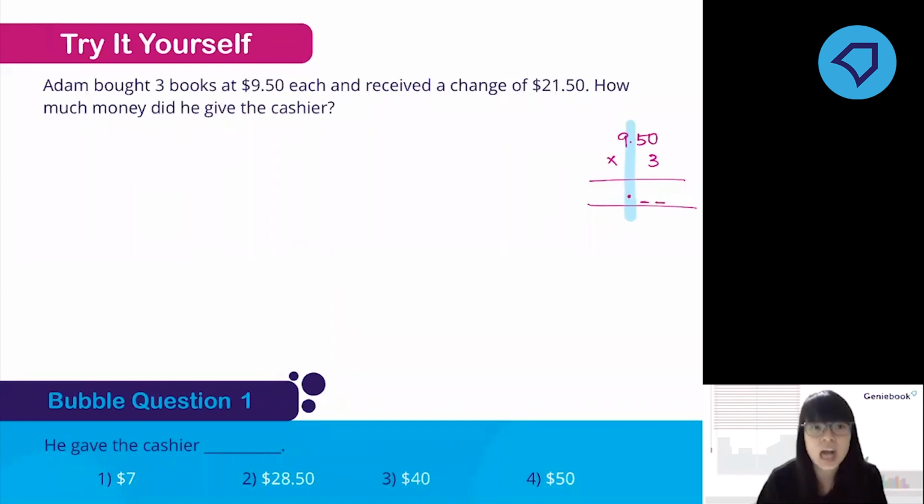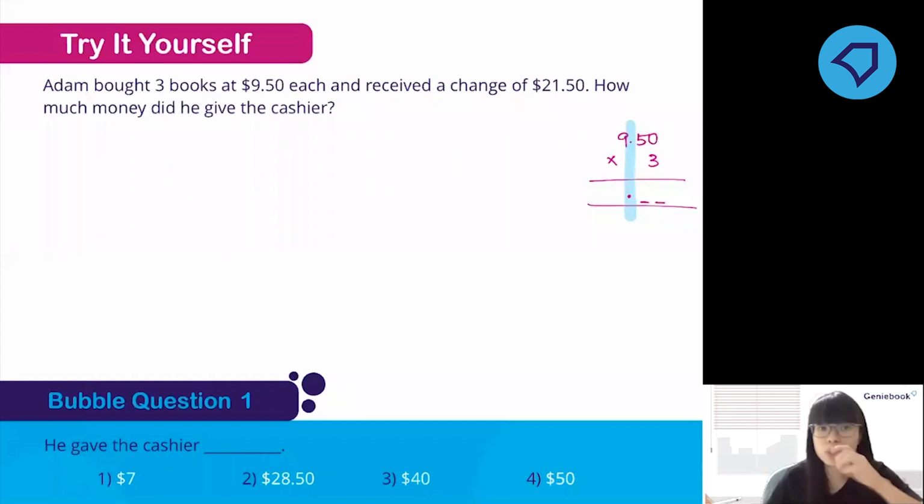Remember, the question is asking how much money did he give the cashier. They did not ask you what is the total cost of the 3 books. So you have to do one more step. Ooh, well, the majority of you got the correct answer. Yes, it is option number 4. So let's do it together.